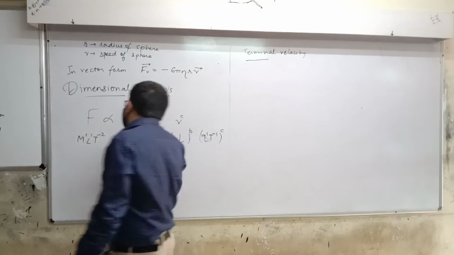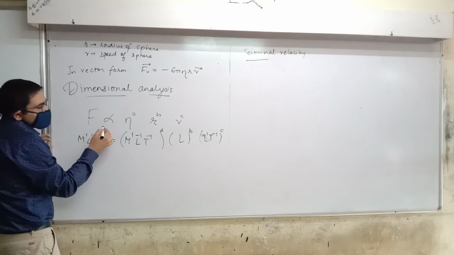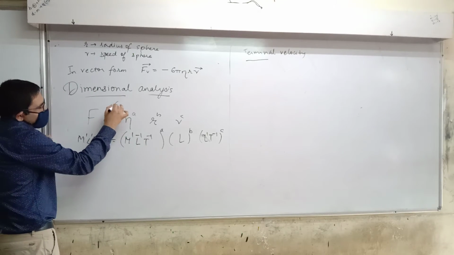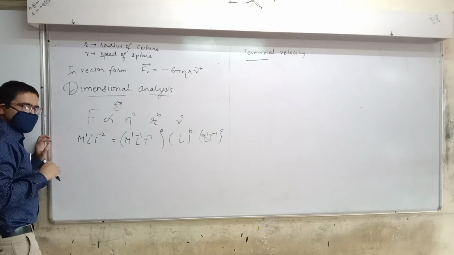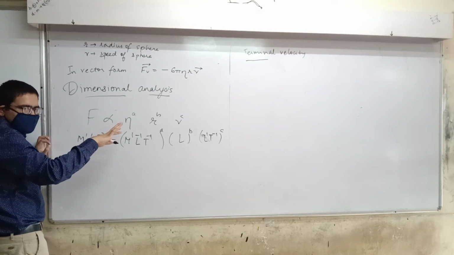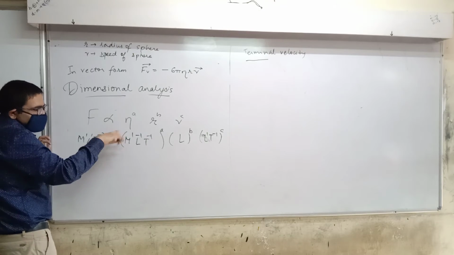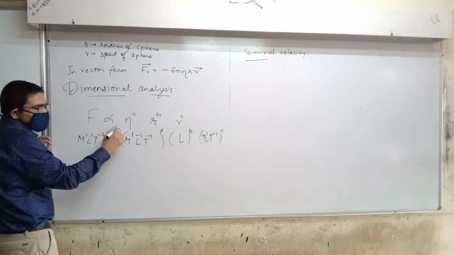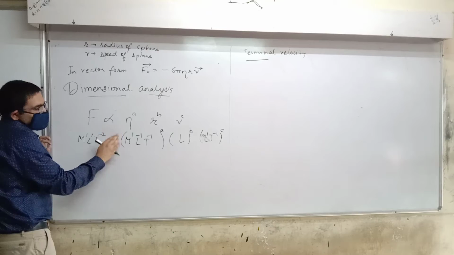So what I need to say is, by this method you can never find that the constant is 6. You cannot find it. Constant is some constant k, no problem, right? And that particular constant will be dimensionless. So it's okay if you don't write it.